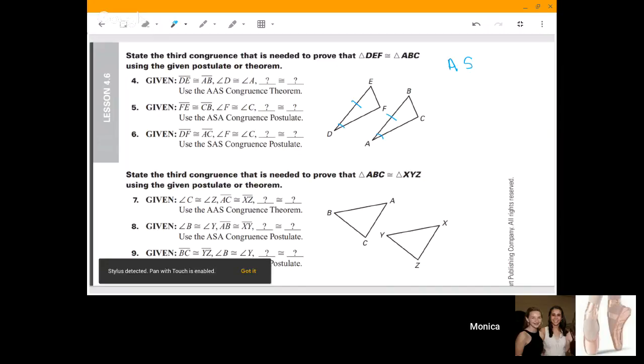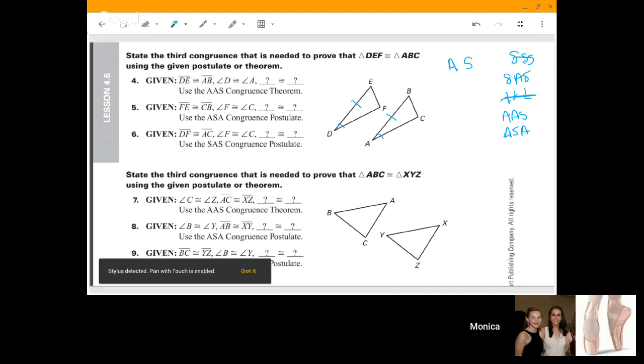Well, if we think about all the postulates and theorems we have: side, side, side, side, angle, side, hypotenuse leg, angle, angle, side, side, angle, right? So we know we have an angle and a side, so it's not going to be side, side, side. It could be hypotenuse leg, but that one involves right triangles, and this does not tell us it's a right triangle. So it's not hypotenuse leg. So it could be any of these other three, okay?